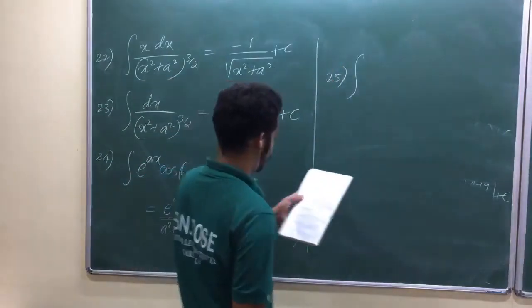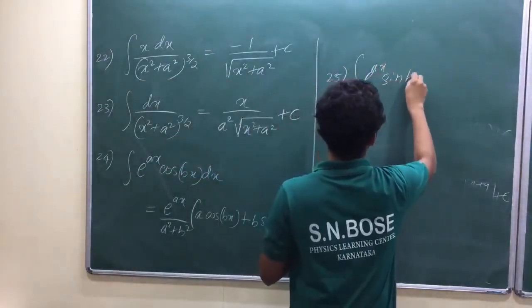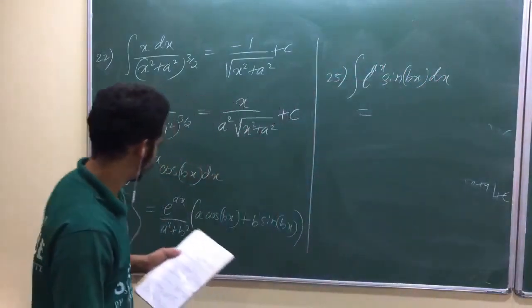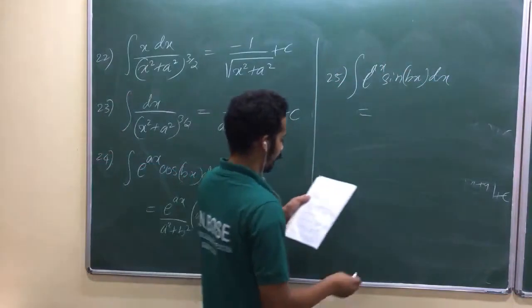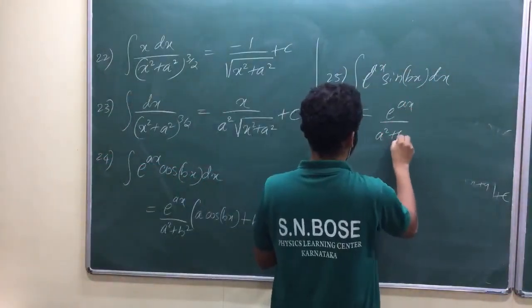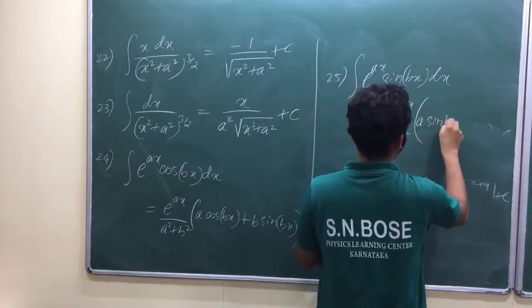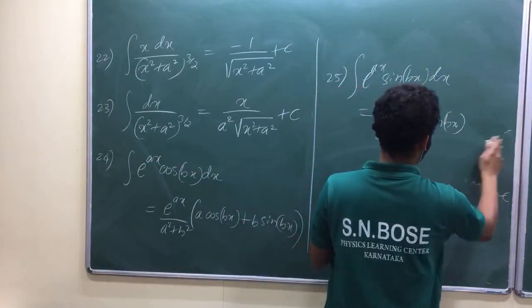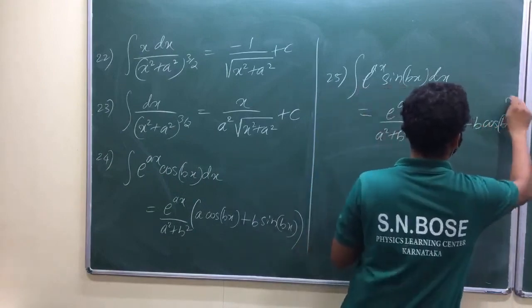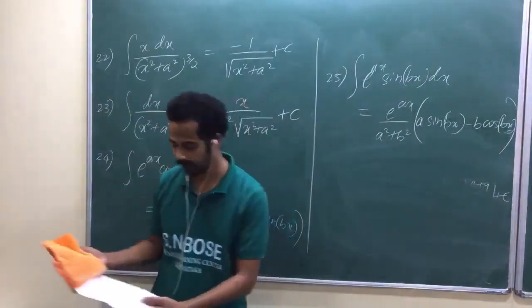the integral of e power ax into sin bx dx is equal to, put plus c here, e power ax divided by a square plus b square, times a sin bx minus b cos bx. Now look here. What you have to do is look here.